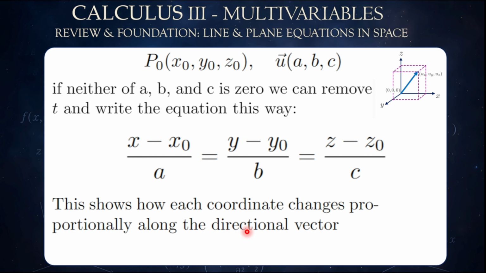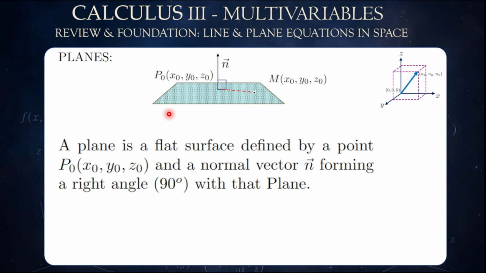Going back to planes. What is a plane? A plane is a flat surface defined by a point P0 (x0, y0, z0) and a normal vector n forming a right angle, 90 degrees, with that plane.